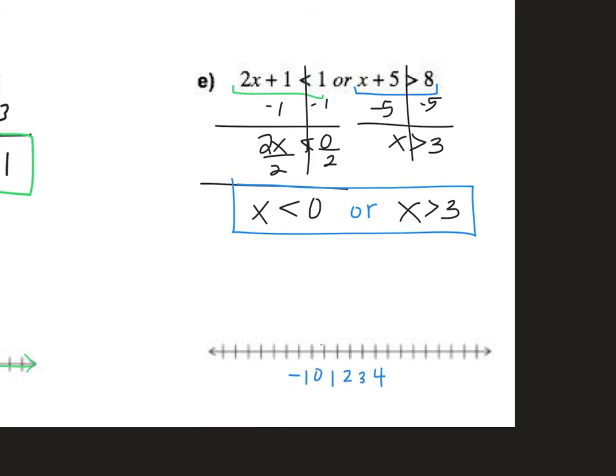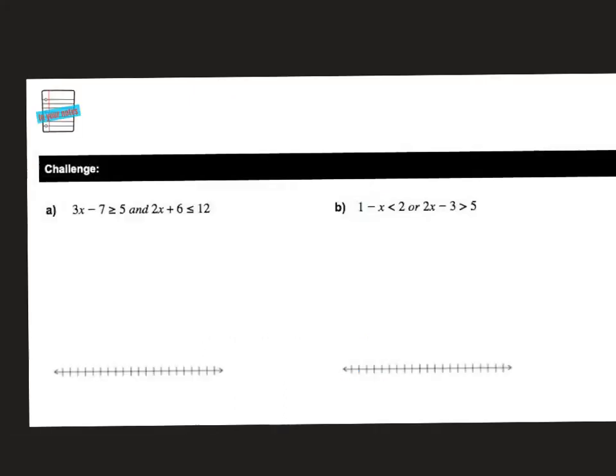Open dot on 0, open dot on 3. X is smaller than 0 or x is bigger than 3. And again, my arrows are pointing away from each other. Now let's take a look at the challenge.